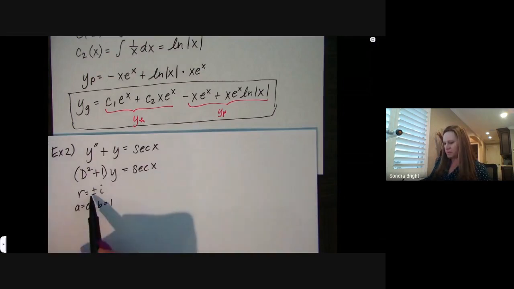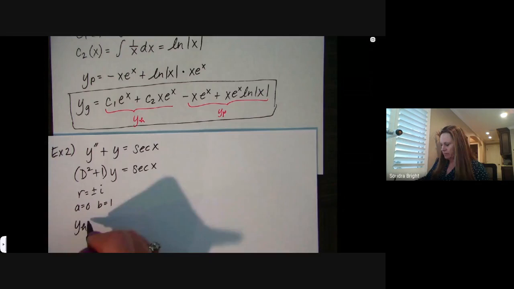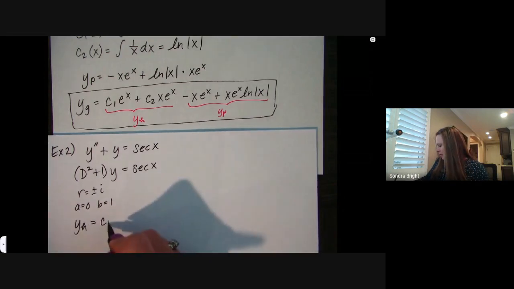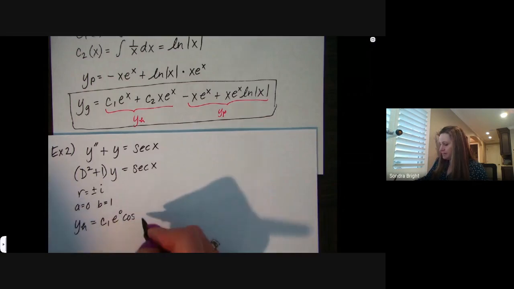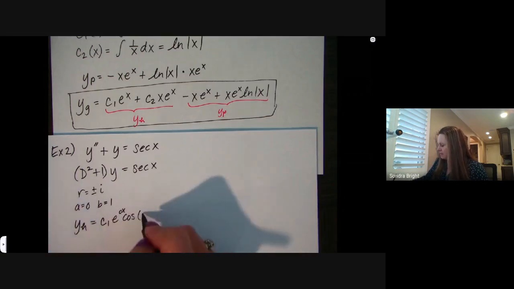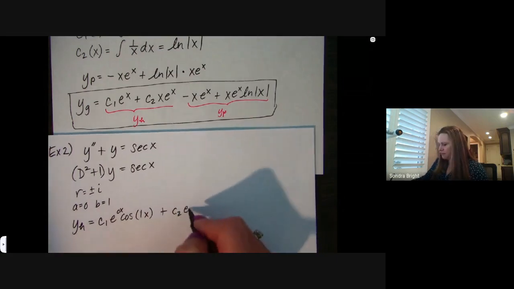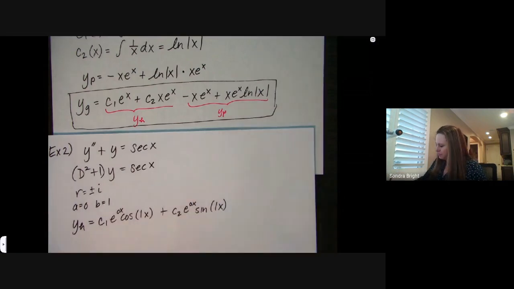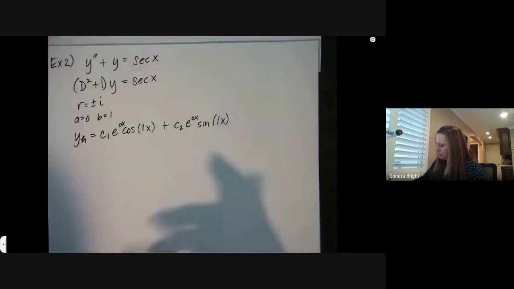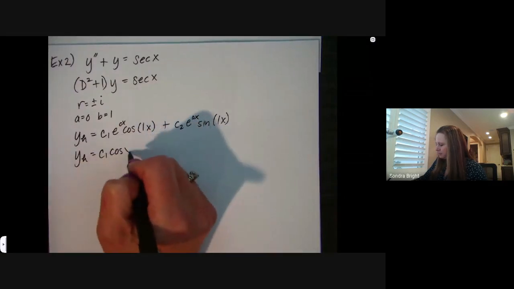So a is 0, b is 1, which means your homogeneous solution would be C1 times e to the 0x times cosine of 1x, plus C2 e to the 0x times sine of 1x, which of course simplifies. So my homogeneous solution would just be C1 cosine of x plus C2 times sine of x.